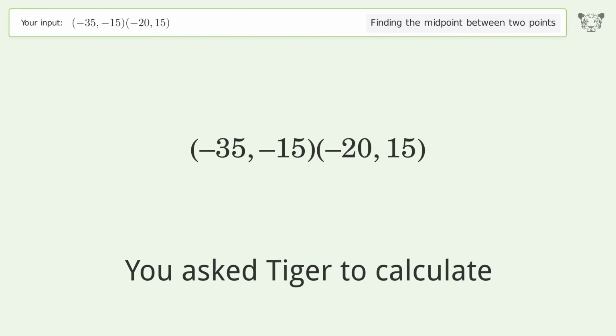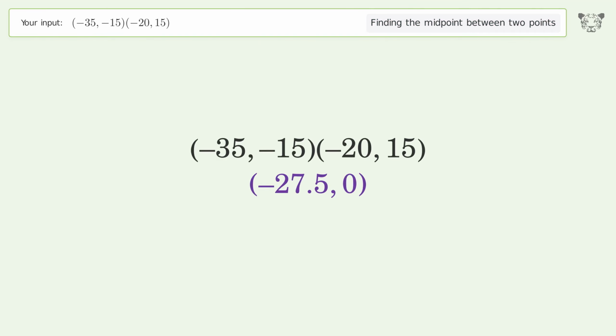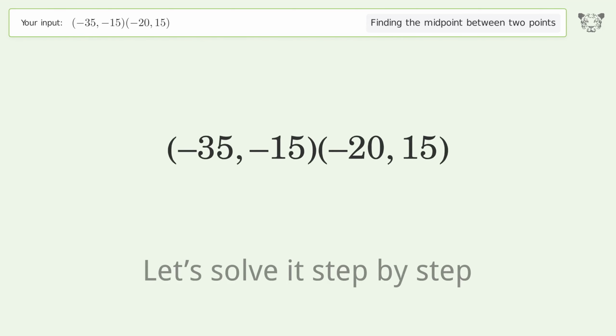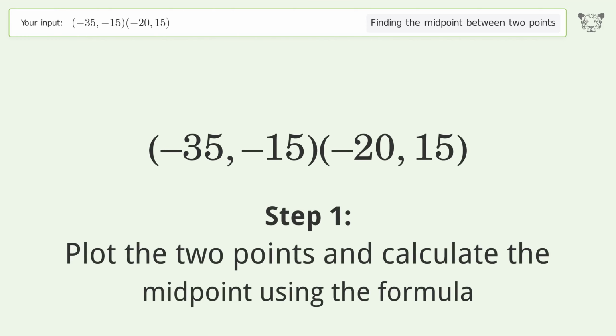You ask Tiger to calculate. This deals with finding the midpoint between 2 points. The midpoint between the 2 points is negative 27.50. Let's solve it step by step. Plot the 2 points and calculate the midpoint using the formula.